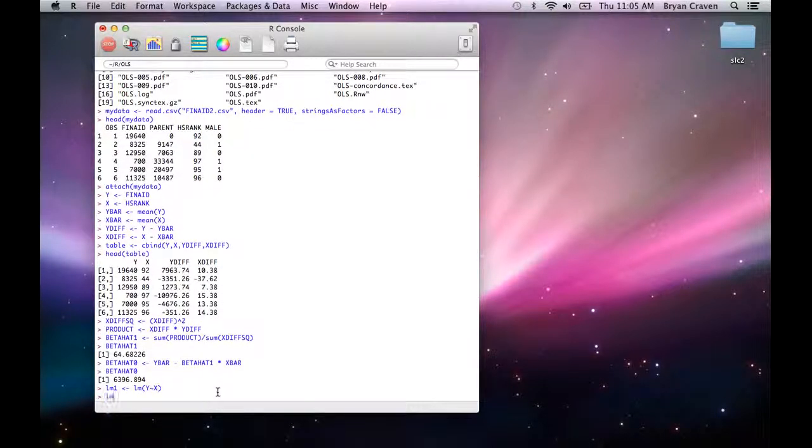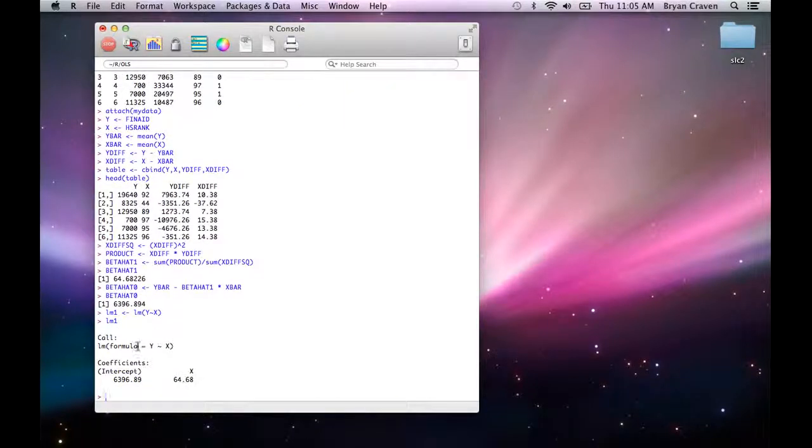And if we take a look at LM1, we'll see here that it's got the function call. So this is what we told R to take in and calculate for the formula equation. And we can see our coefficients here, which we just estimated manually. So beta hat 0 matches up with what we have, and so does beta hat 1, the estimated coefficient for the x independent variable.